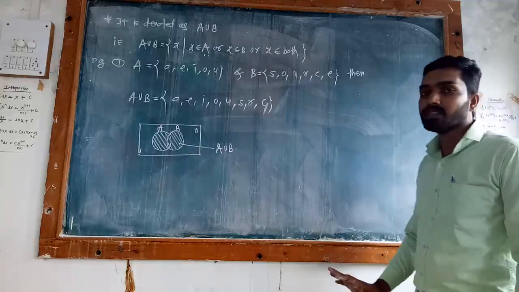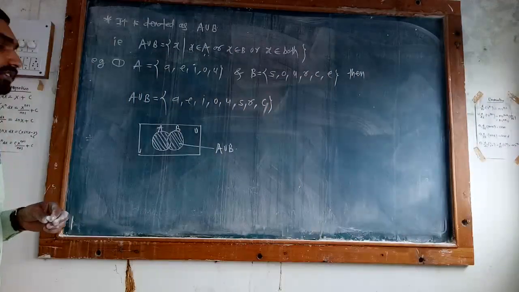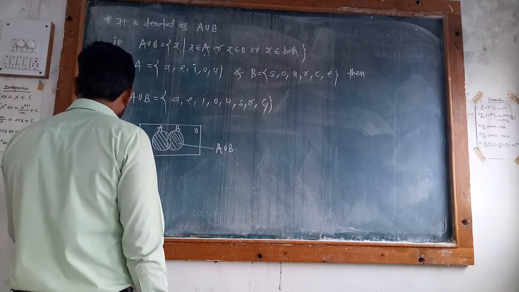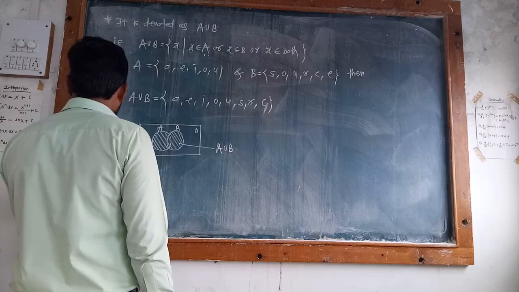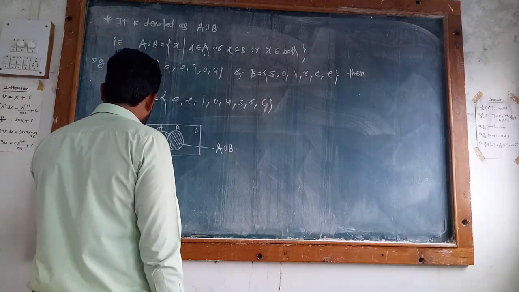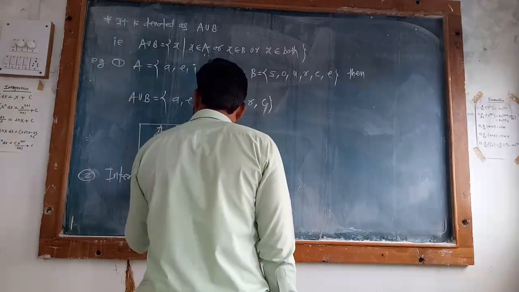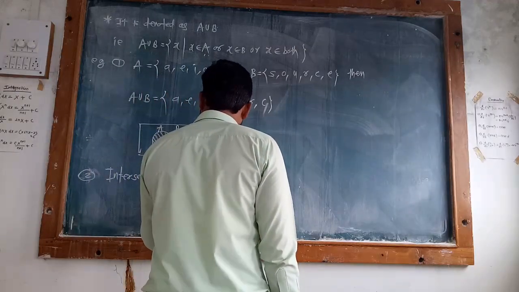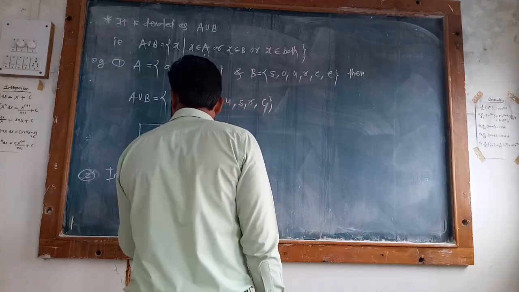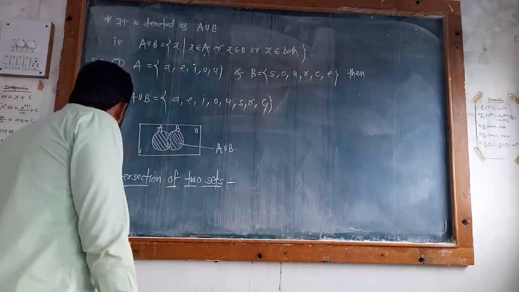Okay. So next point is intersection of two sets. Second point is intersection of two sets. What do you mean by intersection of two sets? So start the definition.